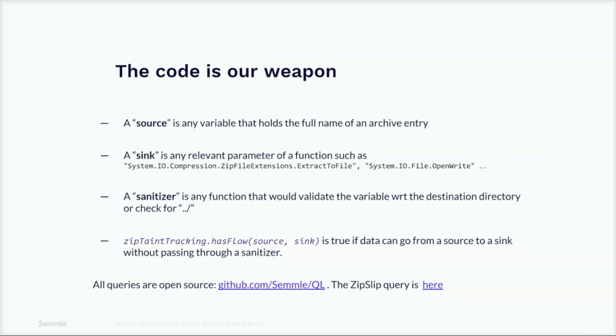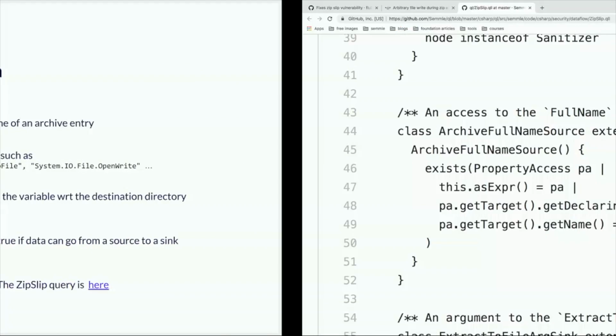And then you remember that there were people who were claiming that the bug was not exploitable in their case because they had sanitizing functions on this path. Then yes, you can also extend the sanitizers to declare functions that would validate the variable with respect to the destination directory, or would search for dot dot inside this name. And then when you extend the source, sink, and sanitizer nodes, you can call the hasFlow function that will return true if data can actually flow from this source to this sink without going through any sanitizer. Let's have a closer look at what it means.